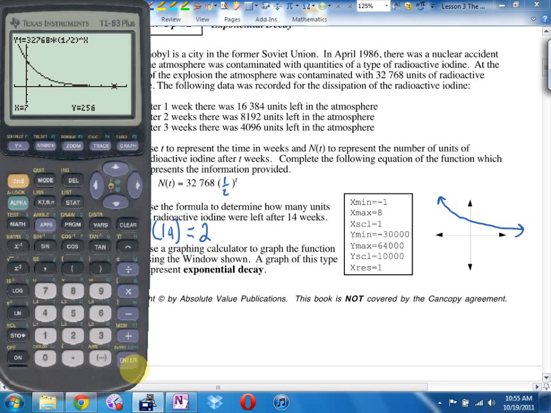After 10 weeks, how much iodine was left? You get an error. Why? What's the biggest X value that I was graphing? 8. I'd have to change my window if I wanted to get the 10. Maybe easy enough to do.